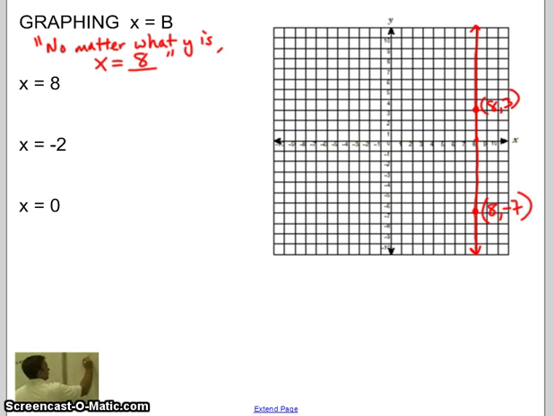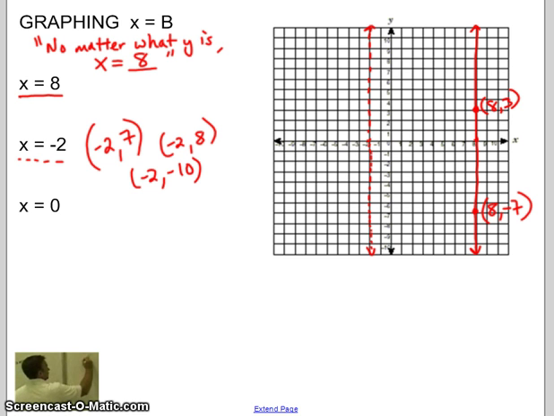x equals negative 2, so we'll go to negative 2 on the x-axis, and we're going to draw a vertical line. I'm going to draw this one dotted just to distinguish between the two lines. If we had to come up with points for x equals negative 2, or a table of values, we have negative 2, 7; negative 2, 8; negative 2, negative 10. Those are some points for x equals negative 2.